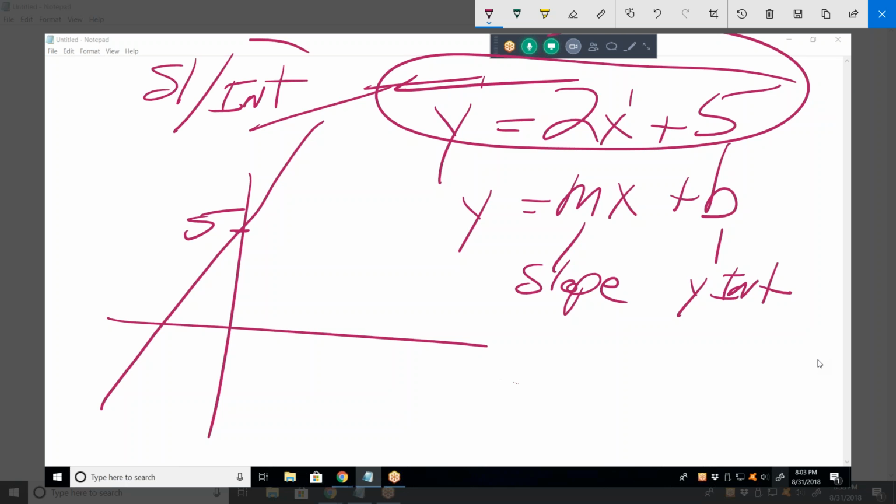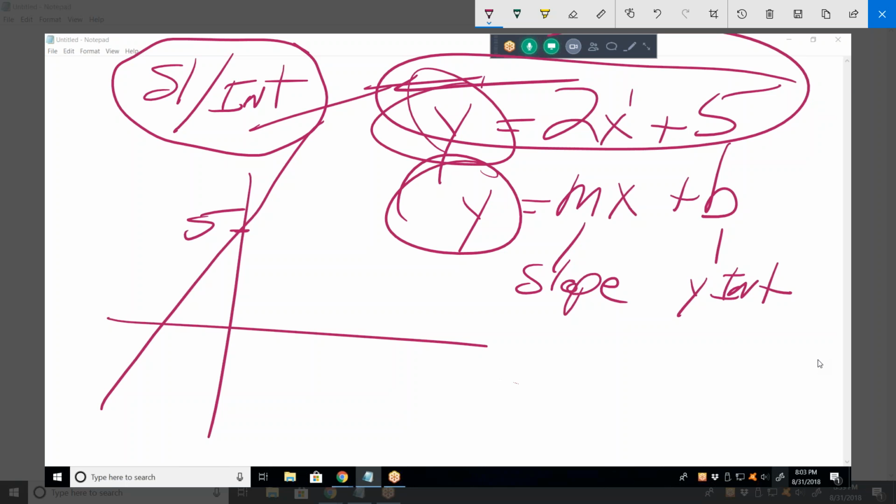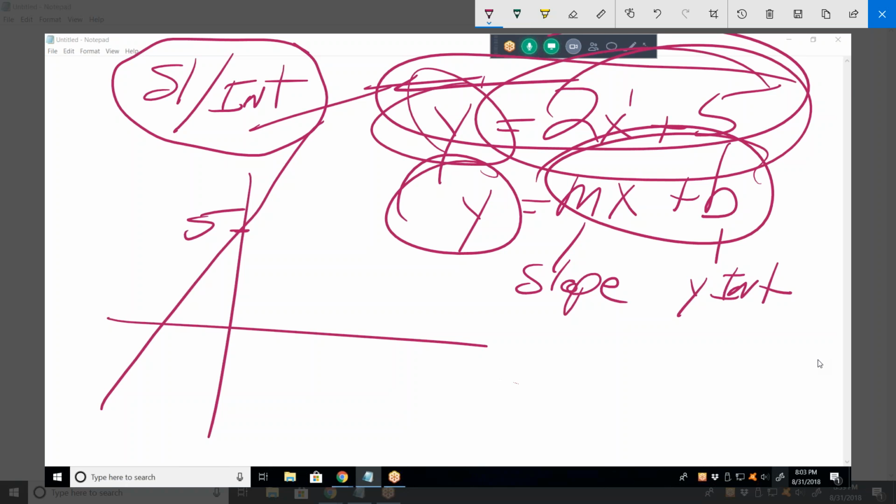So when one equation is in slope-intercept and the other equation is in standard, use substitution. If both equations are in standard, use elimination. And if both equations are in slope-intercept, use substitution. Just realize that that y is equal to that y, which means this has to equal that.